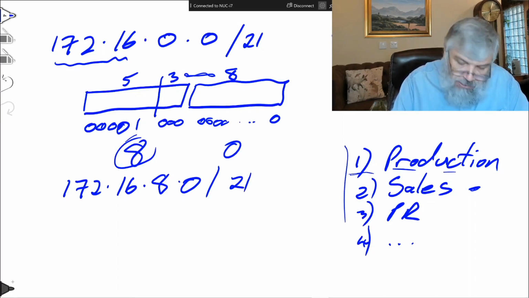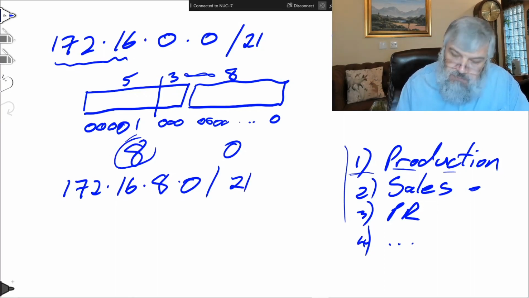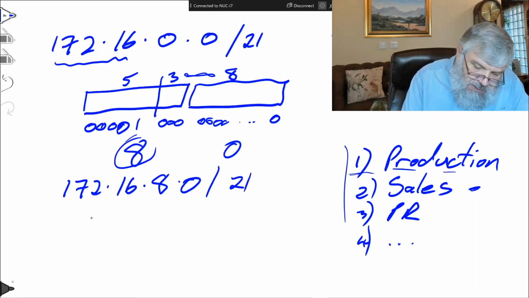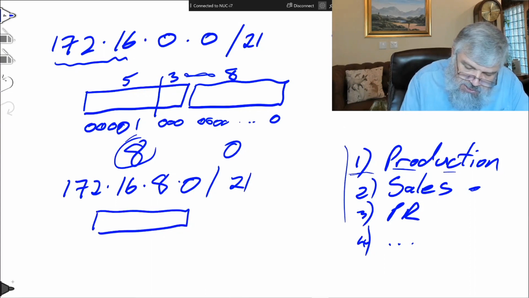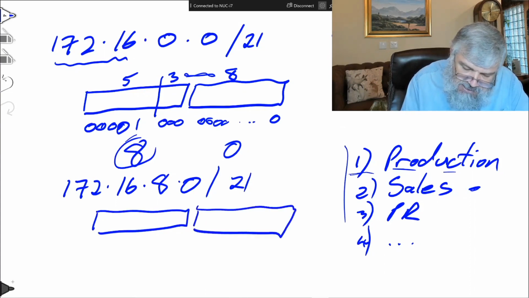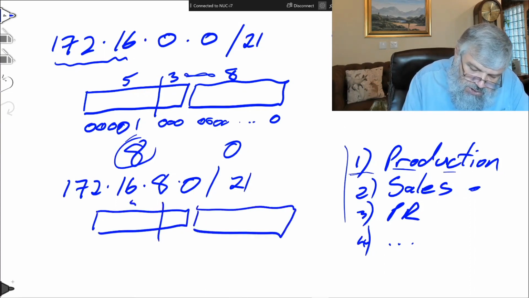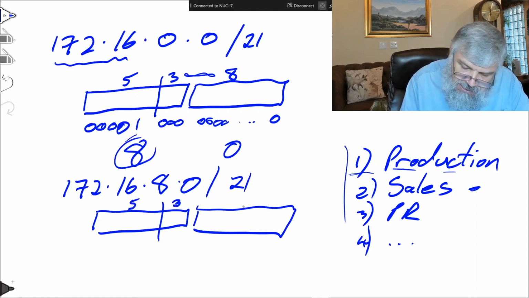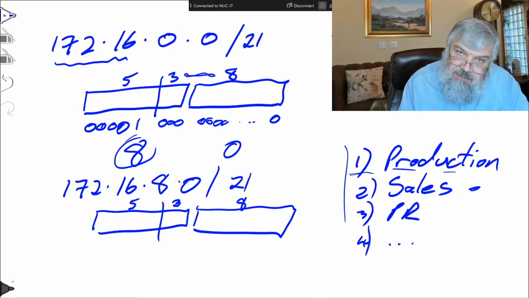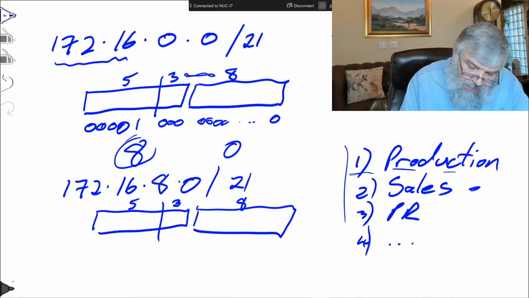Let's repeat this for department number 2, sales, and work out what their subnet address will be. Their subnet address will work in exactly the same way. We'll do our split, 5 bits for the department, and then 3 and 8, which brings us to 11 for the host. I am interested in sales right now. In binary, that would be 1, 0.